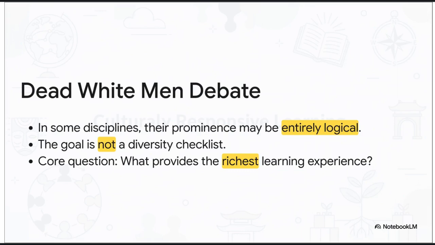Now look, this inevitably brings us to the whole dead white men debate, but the source material here is really nuanced and helpful. The point is not about creating some kind of political diversity checklist. Of course, in some disciplines, say the history of a specific Western philosophical tradition, the prominence of those voices is completely logical. The real question isn't about politics, it's about educational efficacy. What mix of voices is going to provide the richest, most effective learning experience for all of our students?